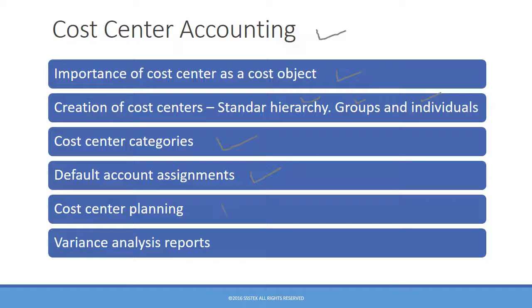The next important thing is about the cost center planning. The cost center planning is akin to budgeting. You can plan for each cost center for a period or whole year and compare the planned cost to the actual costs, what we call variance reports. The variance reports can be absolute variance reports or percentage variance reports.